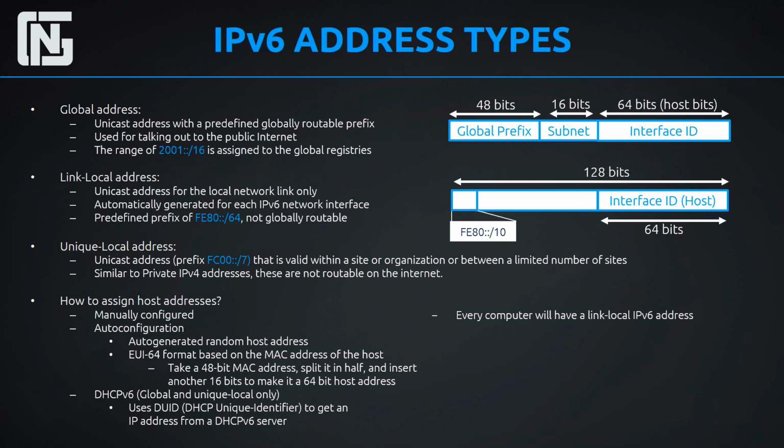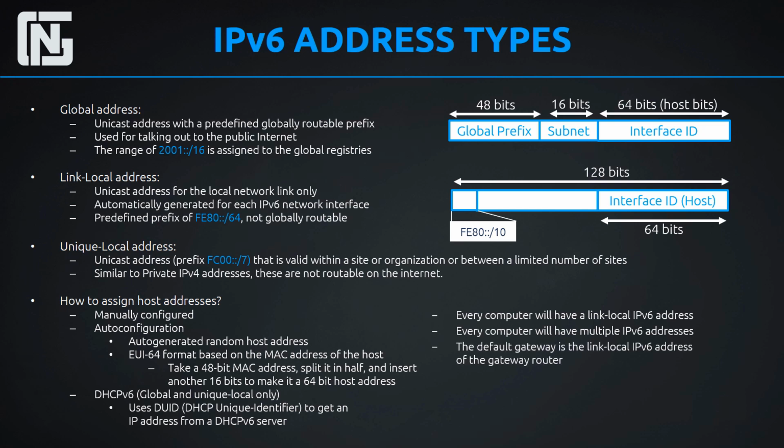First off is that every single computer will always have the link local. Again, every computer will have this link local address. Also, every computer will have multiple IPv6 addresses. We just need to get used to that. We'll either have a link local and a global, or a link local and a unique, or maybe all three of those.